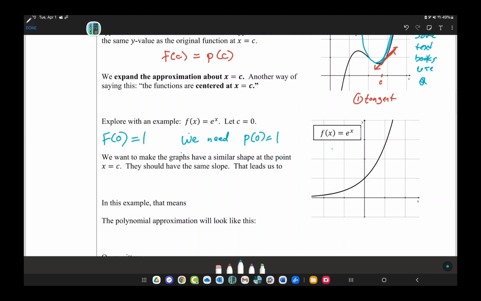We want graphs that have a similar shape at the point x equals c. They have the same slope. Now, if they have the same slope, what should that lead you to? How do we find slope? There it is. That means f prime of c should equal p prime of c. To ensure we really have the same value at 0, this should ensure the same slope.